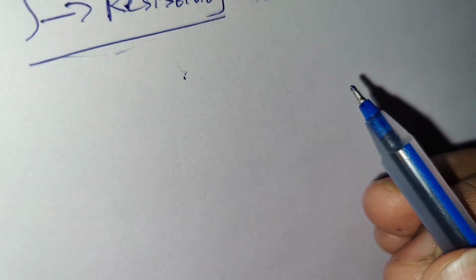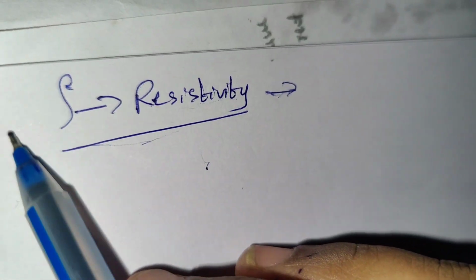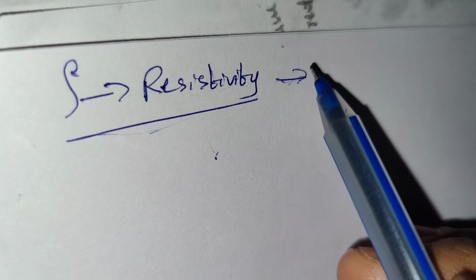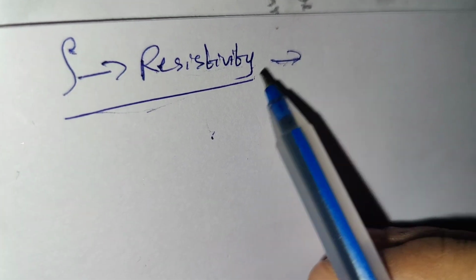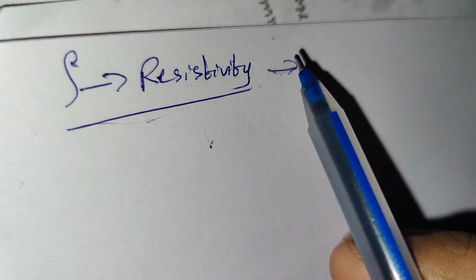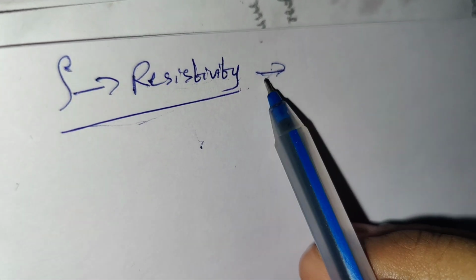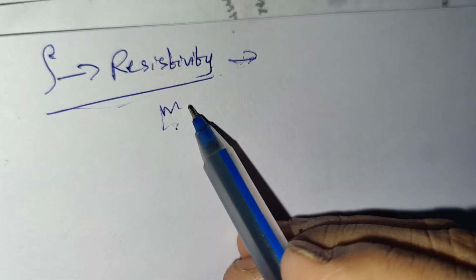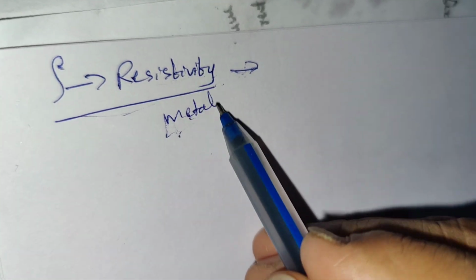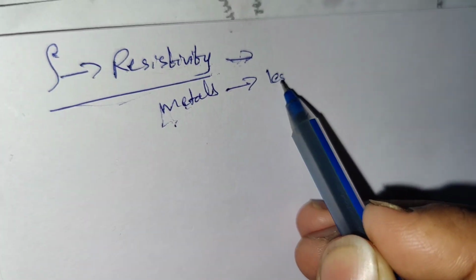In metals it has very less resistivity. You can see these resistivity values in your textbook. Property of material means different materials have different resistivity. Metals have very less resistivity.